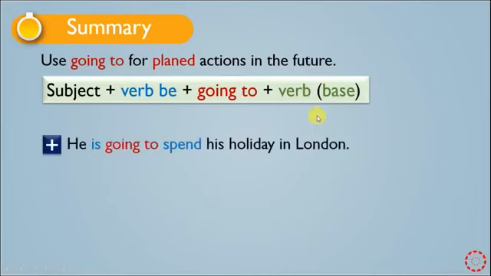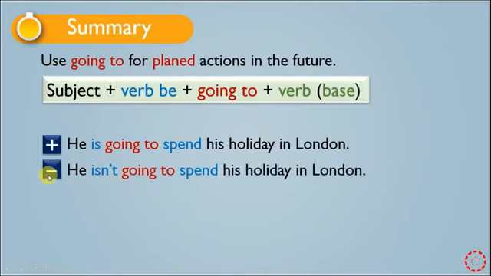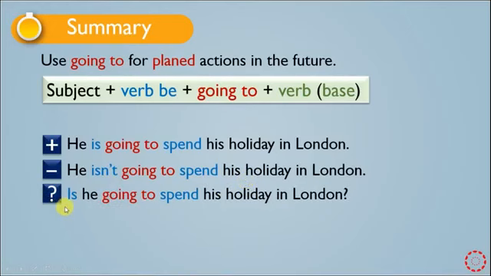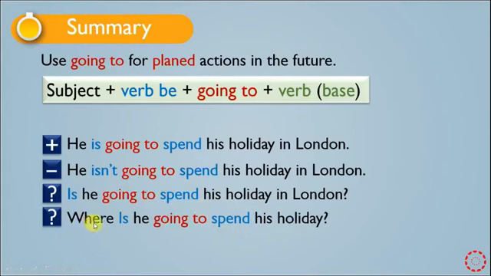We have an example. This is the positive form. We say he's going to spend his holiday in London. The negative one, he is not going to spend his holiday in London. And the question form, is he going to spend his holiday in London? And this is the WH question. We say, where is he going to spend his holiday?